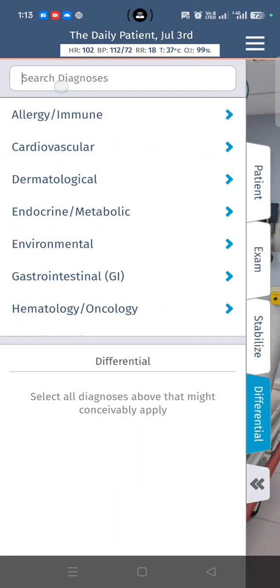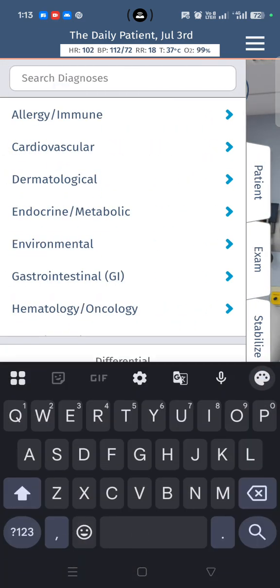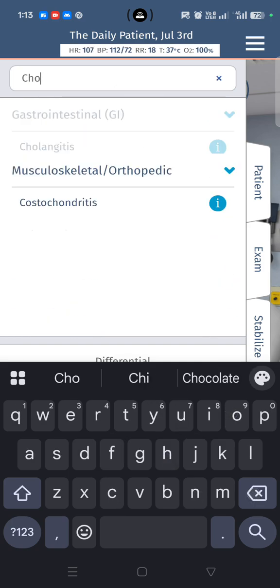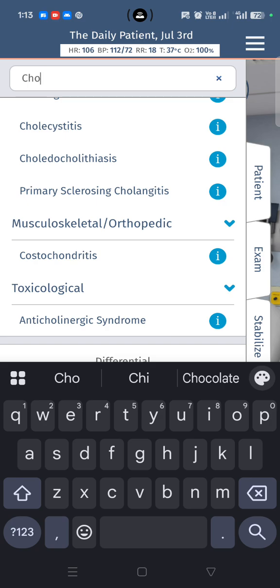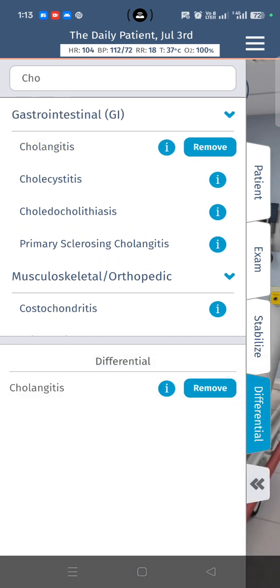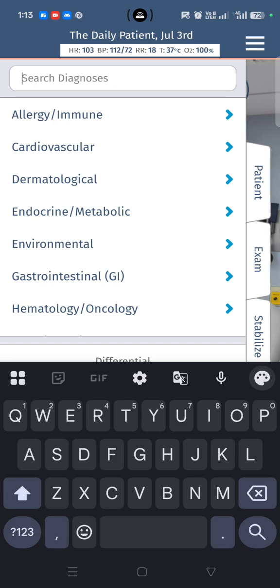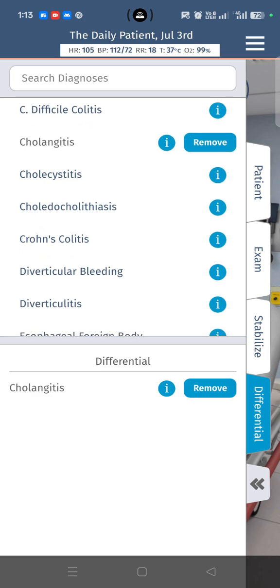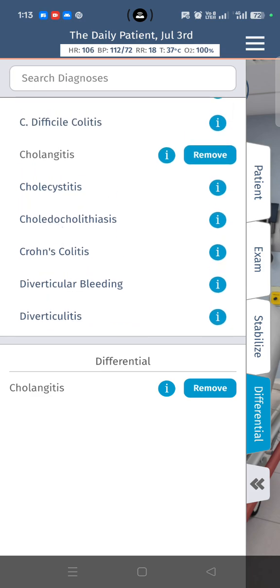So now for differential diagnosis, the patient might have cholangitis. We rule out that the patient has any gallbladder wall involvement, so cholecystitis is unlikely. Other than that, we can have choledocholithiasis.